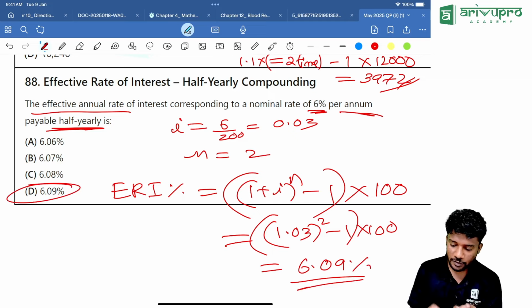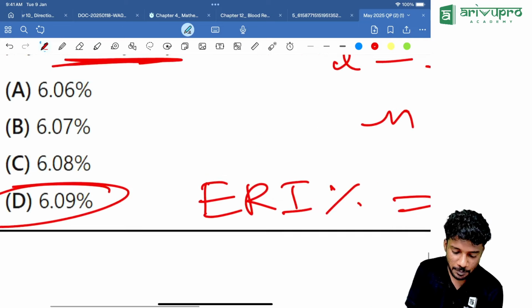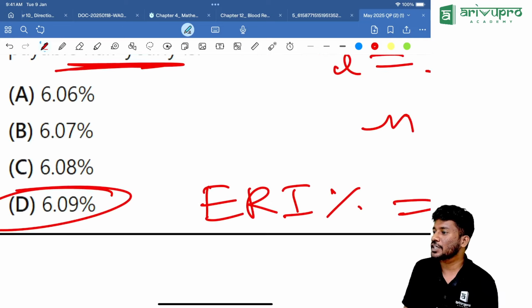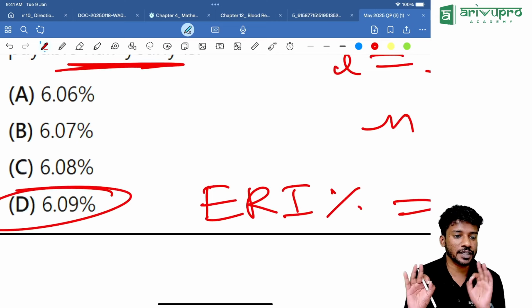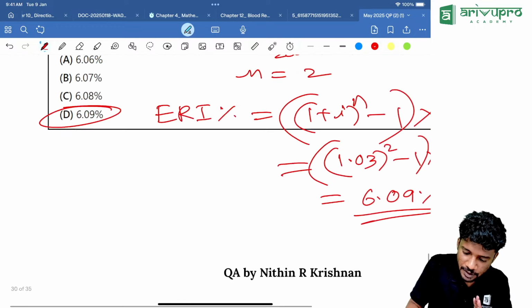Yes. So here we cannot even skip one particular decimal point. If you skip a decimal point itself, your options will change. So just use the calculator to get it. Otherwise you will skip some decimal values. Got it? Yes. Next one.